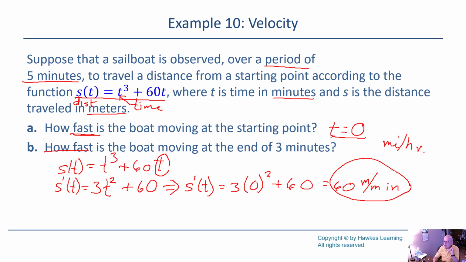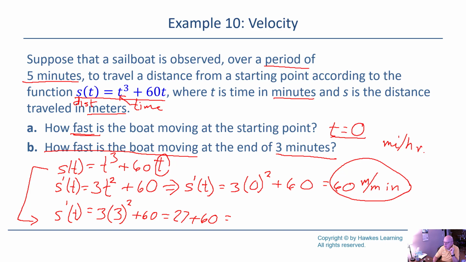Second, how fast is the boat moving at the end of 3 minutes? All we need to do is take this. We've already got s prime of t, it's right above here. At 3 minutes, we'll put the 3 in for the time. Remember, that's 3t squared for the derivative, plus 60. So 3 times 9 is 27, plus 60, and our answer is 87. And remember, we need the units. You've already got the units, so it'll be meters per minute. And you can also tell that the boat is speeding up. It's not slowing down.